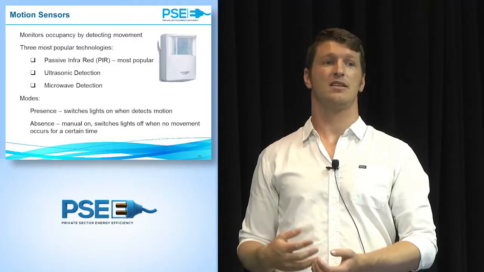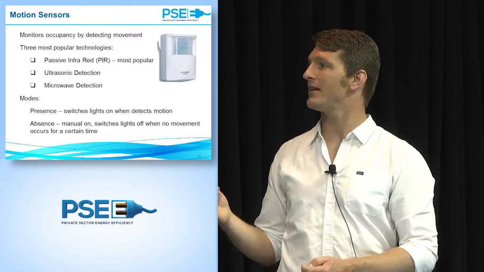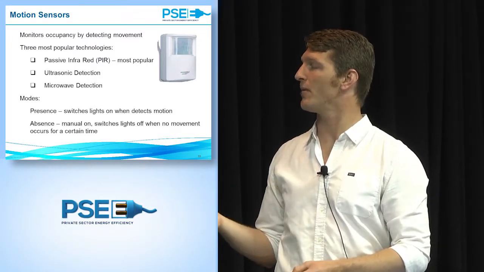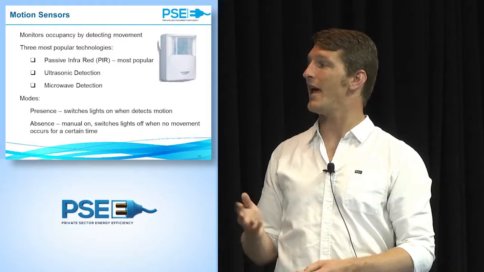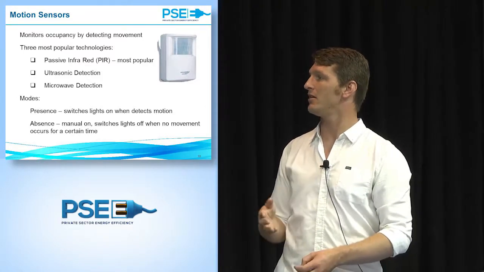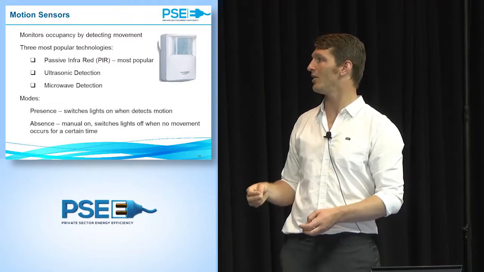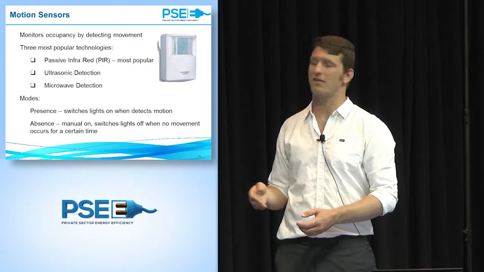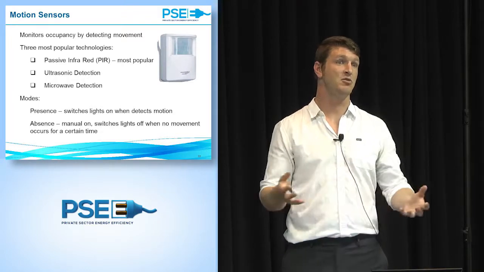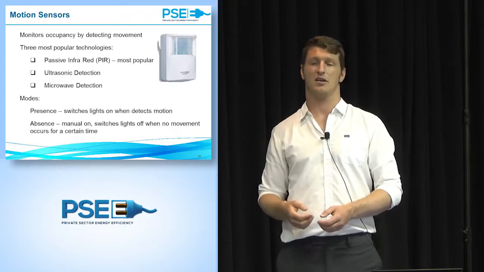And then a lot of these lights have different modes that you can operate them in. One would be presence detection, which switches lights on when it detects motion. Absence detection is just a different way of running the same lights, which means that you have to manually switch them on. When you come into the room, you hit a button, the light comes on, and it switches off automatically if it doesn't see movement in the room for a certain period of time. So they'll have some sort of time delay on that.